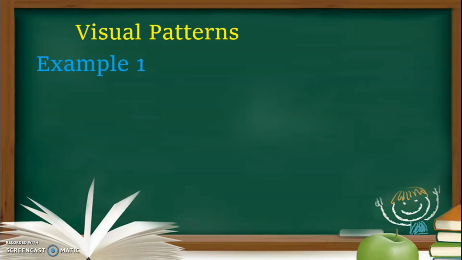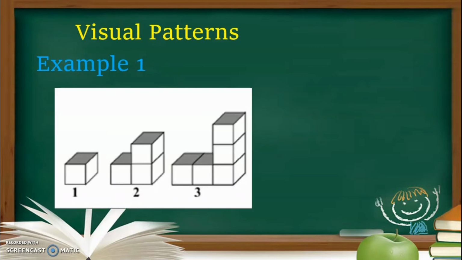So, sa visual patterns, meron tayong example. Kung makikita ninyo, yung figure natin, figure number 1, merong 1 box. Figure number 2, 3 boxes. Figure number 3, 5 boxes. So, merong 1, 3, and 5. Ano yung nakikita ninyo na pattern?